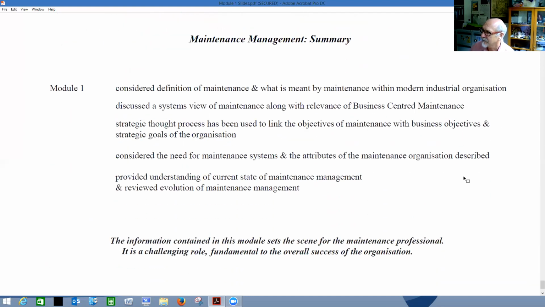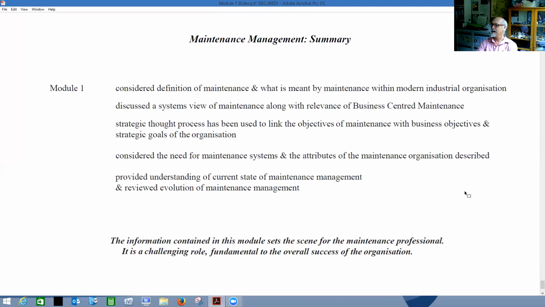All right, so in summary, Module 1, we've considered the definition of maintenance and what's meant by maintenance within a modern industrial organization. We've discussed a systems view, or systems engineering view, if you like, of maintenance, along with the relevance of business-centered maintenance. Strategic thought process has been used to link the objectives of maintenance with business objectives and strategic goals of the organization. We considered the need for maintenance systems and the attributes of the maintenance organization that have been described, and provided an understanding of the current state of maintenance management and reviewed the evolution of maintenance management.